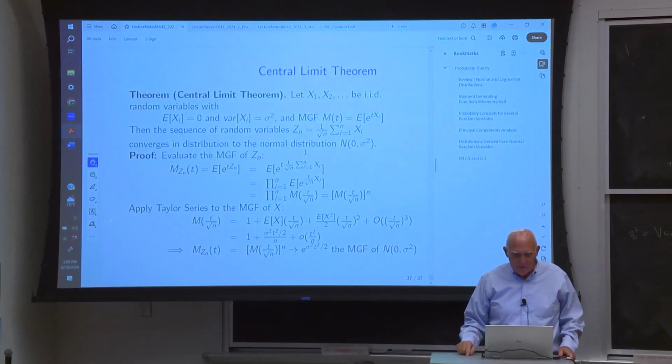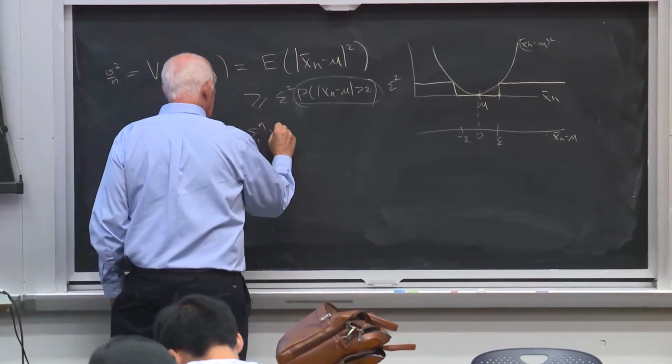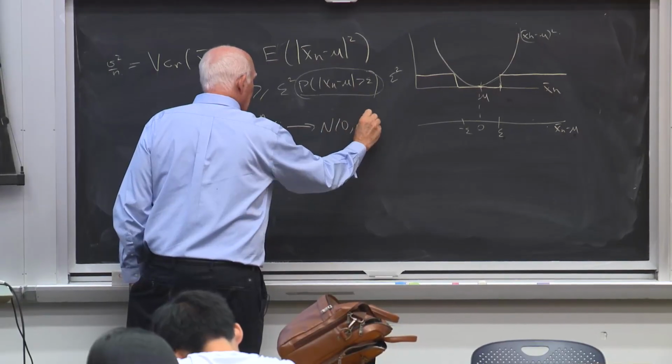Now, finally, we have the Central Limit Theorem, which tells us what the asymptotic distribution of a sum of independent and identically distributed random variables is. So if we have variables x1 to xn that are mean 0, variance sigma squared, it turns out that the sum of the xi's divided by the square root of the sample size converges to a normal distribution with mean 0 and variance sigma squared. So we have Zn equaling 1 over root n sum 1 to n of the xi's converges to a normal with mean 0 and variance sigma squared.